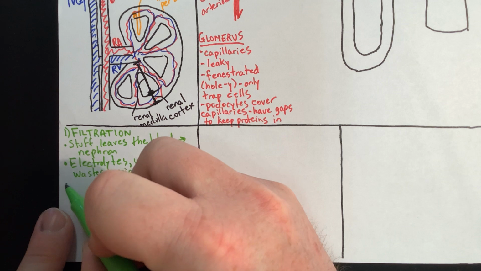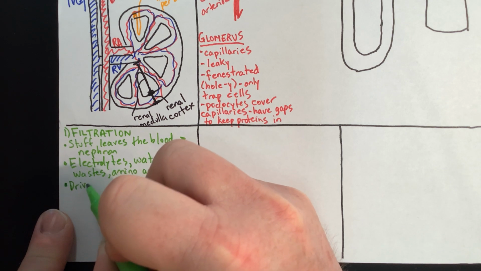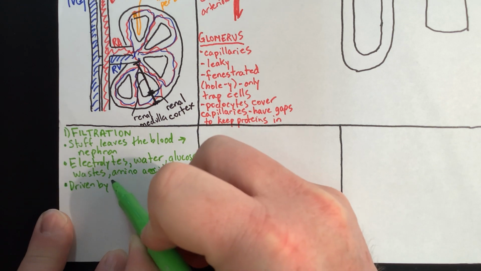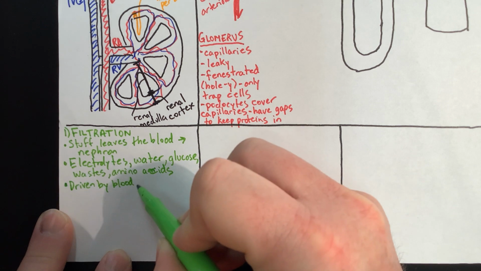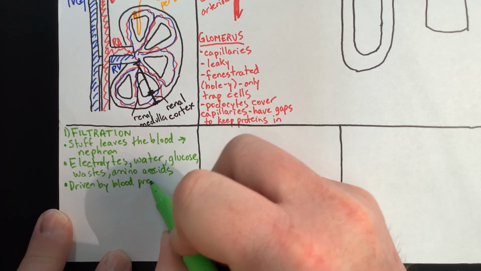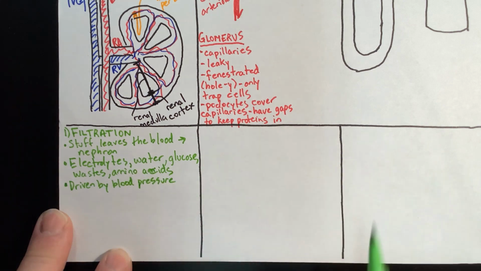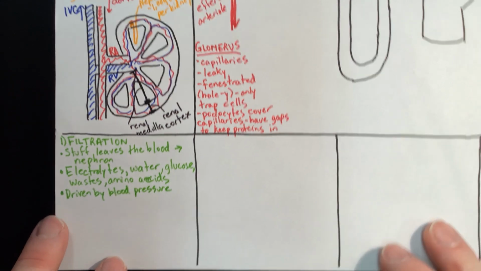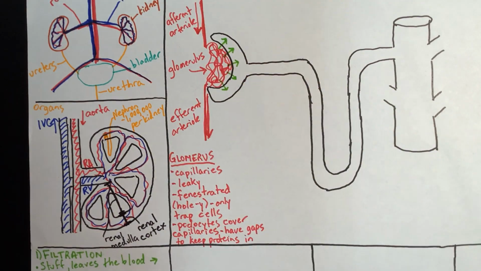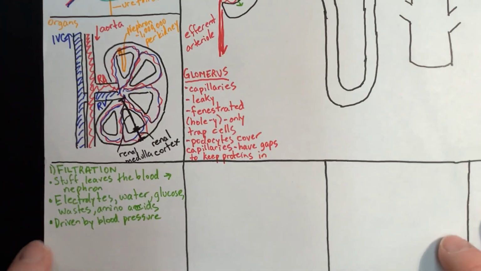And what moves this out is that this is driven by blood pressure. So it's important that this is arterial blood that's coming through, so that's high pressure blood squeezing against the wall of these glomerular capillaries and pushing everything out.